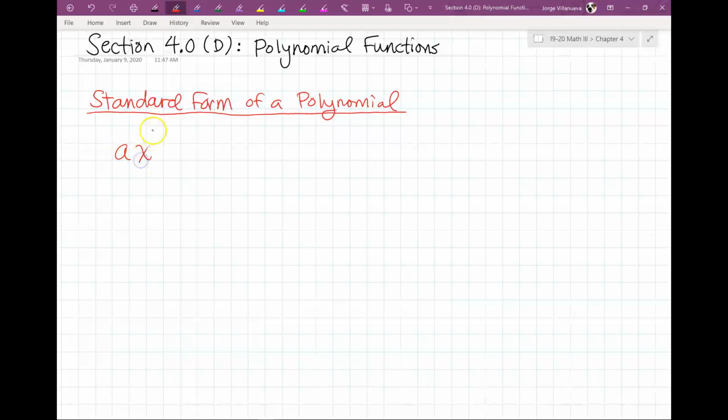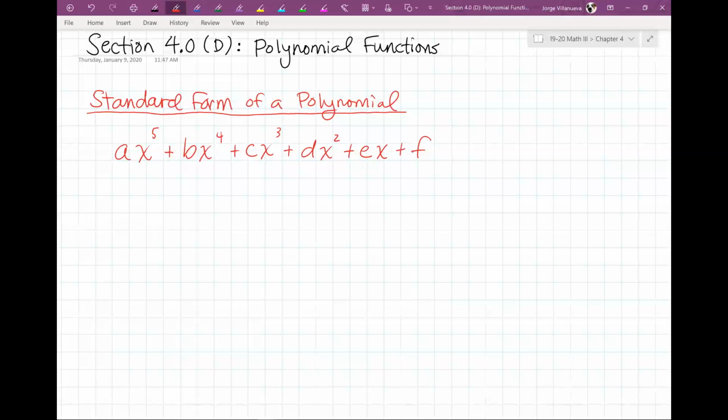I'm going to put ax to the 5th plus bx to the 4th plus cx to the 3rd plus dx squared plus ex plus f. Now, this is in no way the standard form, okay? But this is an example of what standard form looks like, okay? Notice how the powers start from the highest power and they start counting down, right? 5, 4, 3, 2, 1 is x to the first, but we don't write that. And then x to the 0 disappears, right? Because x to the 0 is a 1, so that's why it's just f.